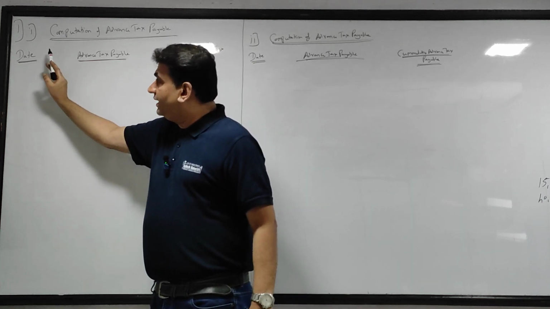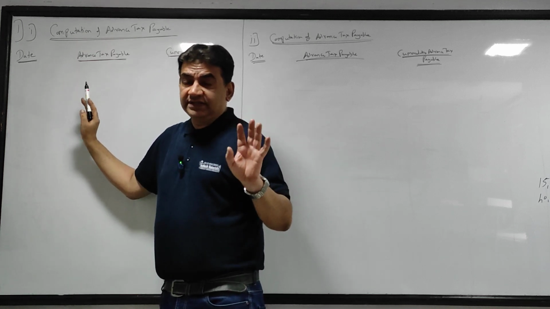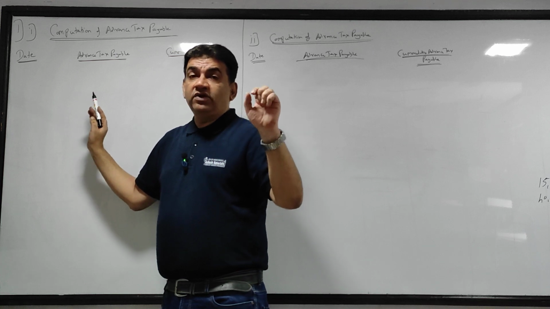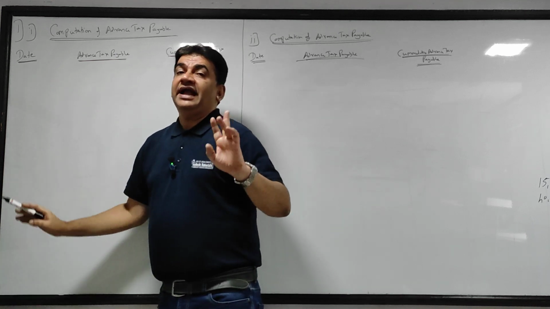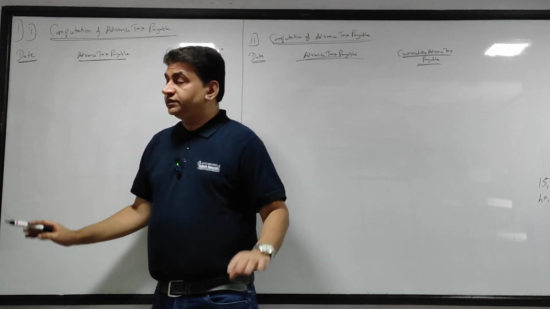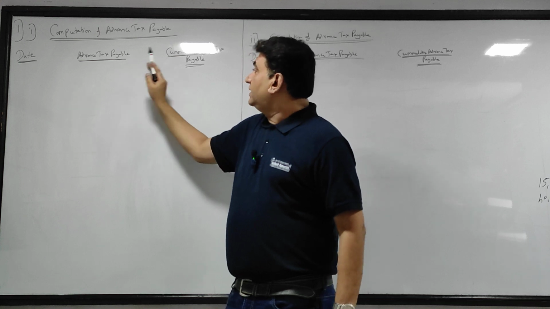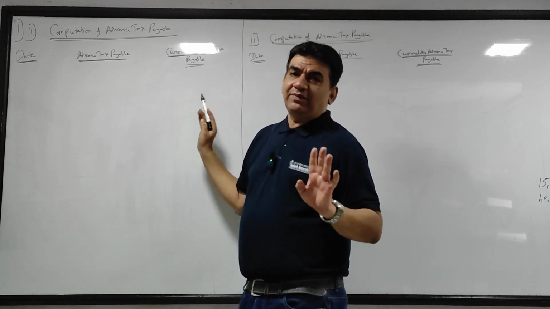Date, keep it a little bit broad, because you have to write the words "on or before" if the exact date is not given. Sometimes they will give the exact date, paid on 12 June, so you write 12 June. And if the date is not given, you have to mention here on or before 15 June. So keep a little bit of space. Advance tax payable and cumulative advance tax.